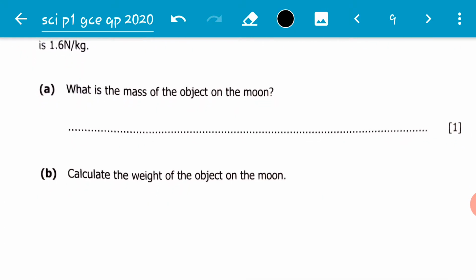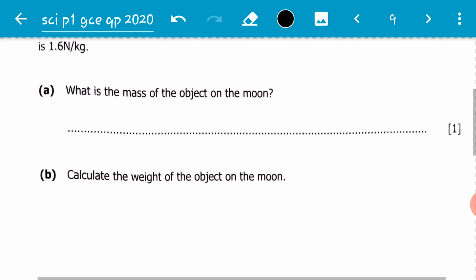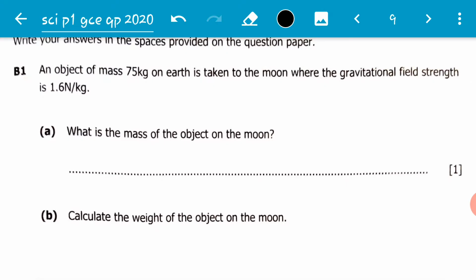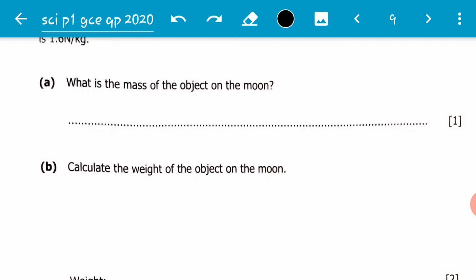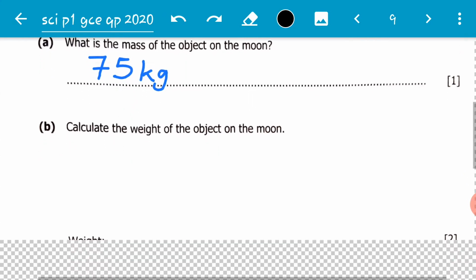In this case, we can say that the mass on Earth is equal to the mass on the moon. And since we've been given that the mass on Earth is 75 kilograms, therefore the mass on the moon will also be 75 kilograms. And there we have our 75 kilograms. We go to B.